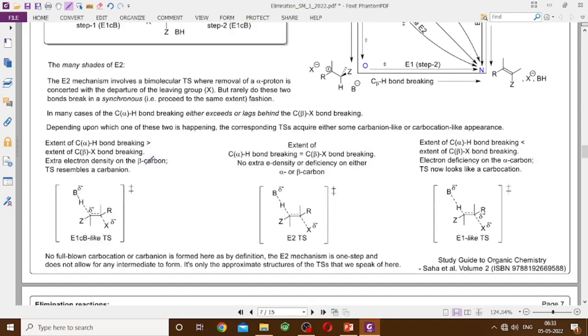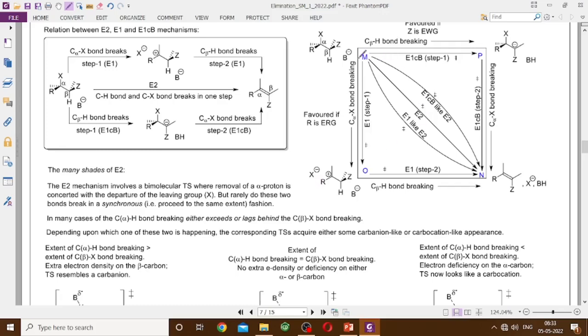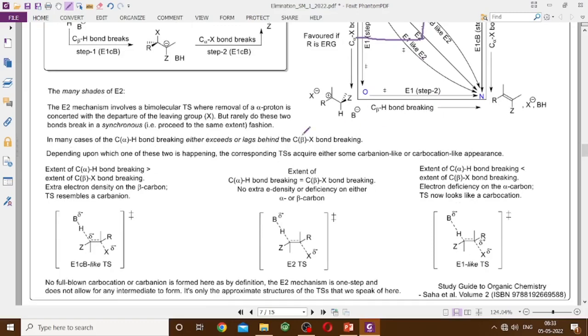Let me elaborate by drawing the three transition states. When you are moving from M to N via this diagonal line, you are assuming that at the transition state there is 50% CX bond broken, there is also 50% CH bond broken. But that may not necessarily be the case. It may so happen that the E2 transition state does not have the extent of the CH bond broken equal to the extent of the CX bond broken.